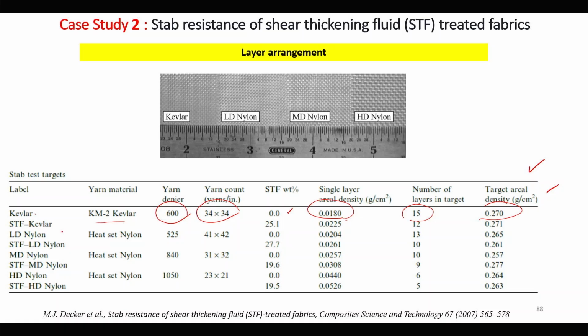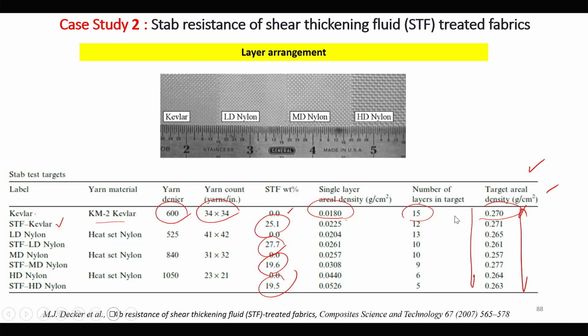Similarly, when we treat it with STF, the STF content was 25%. Similarly, for nylon, low density nylon with STF content 27%, medium density STF content 19.6%, and high density nylon 19.5%. The idea was to create a fabric with almost the same targeted areal density.